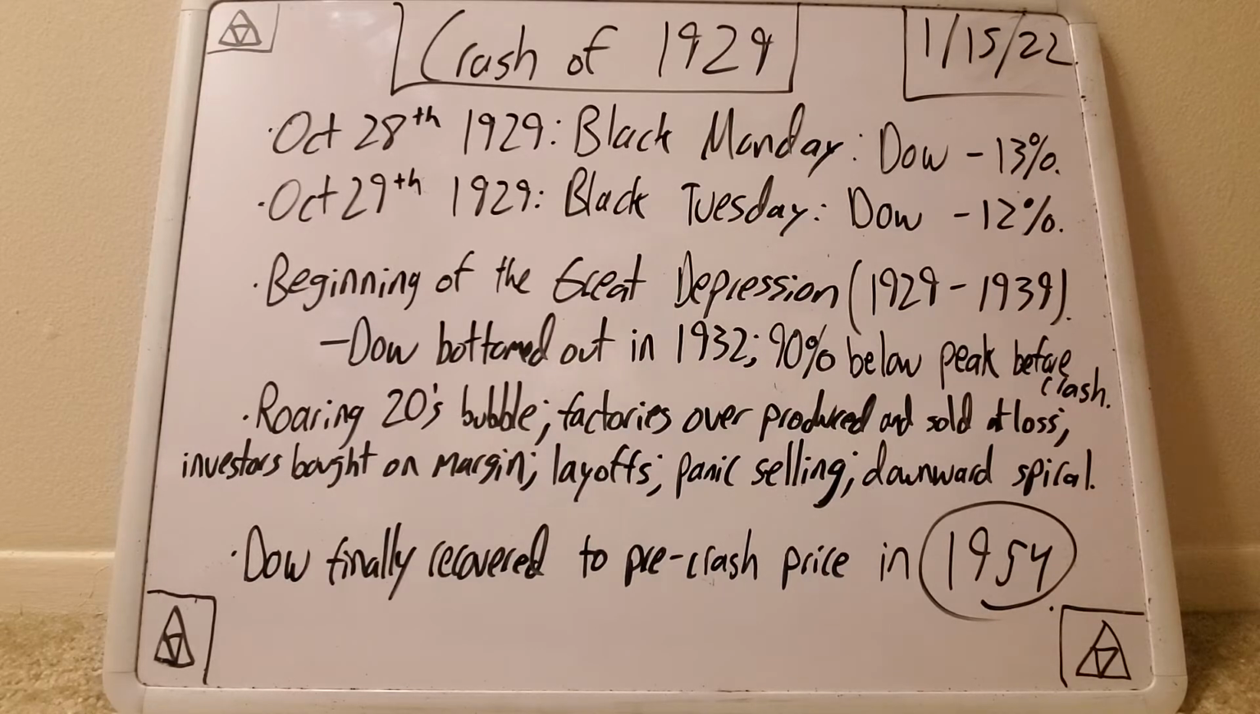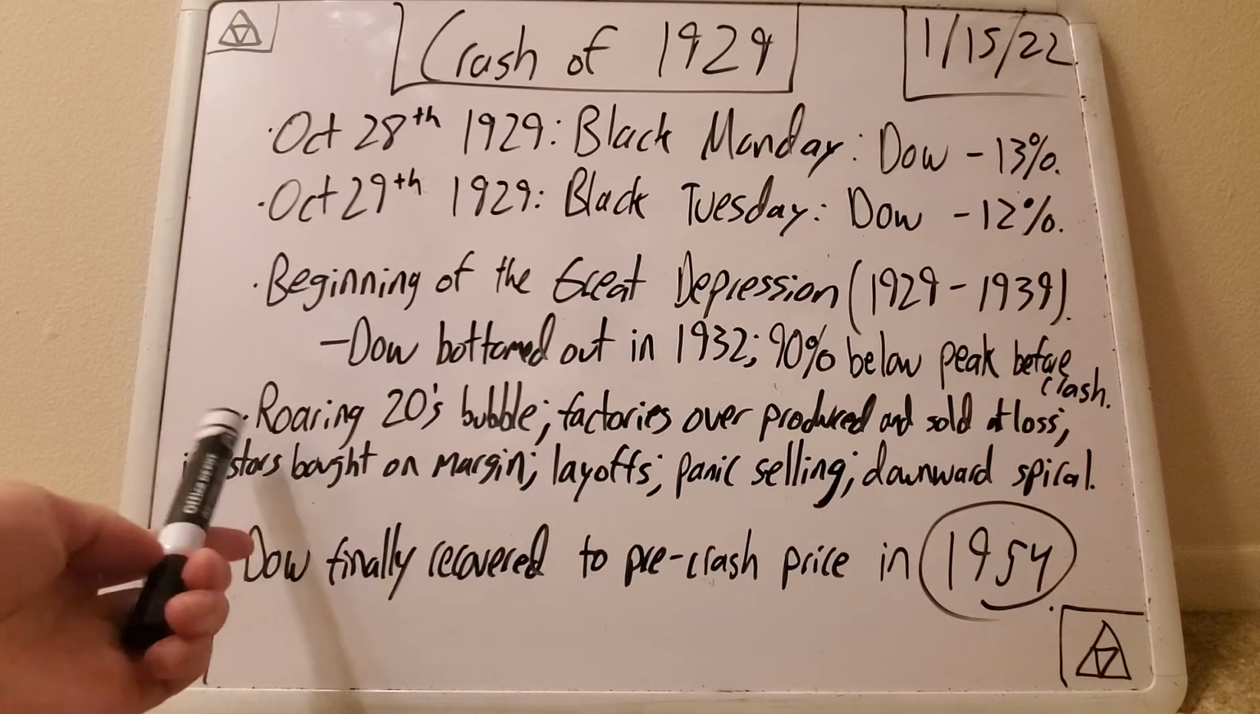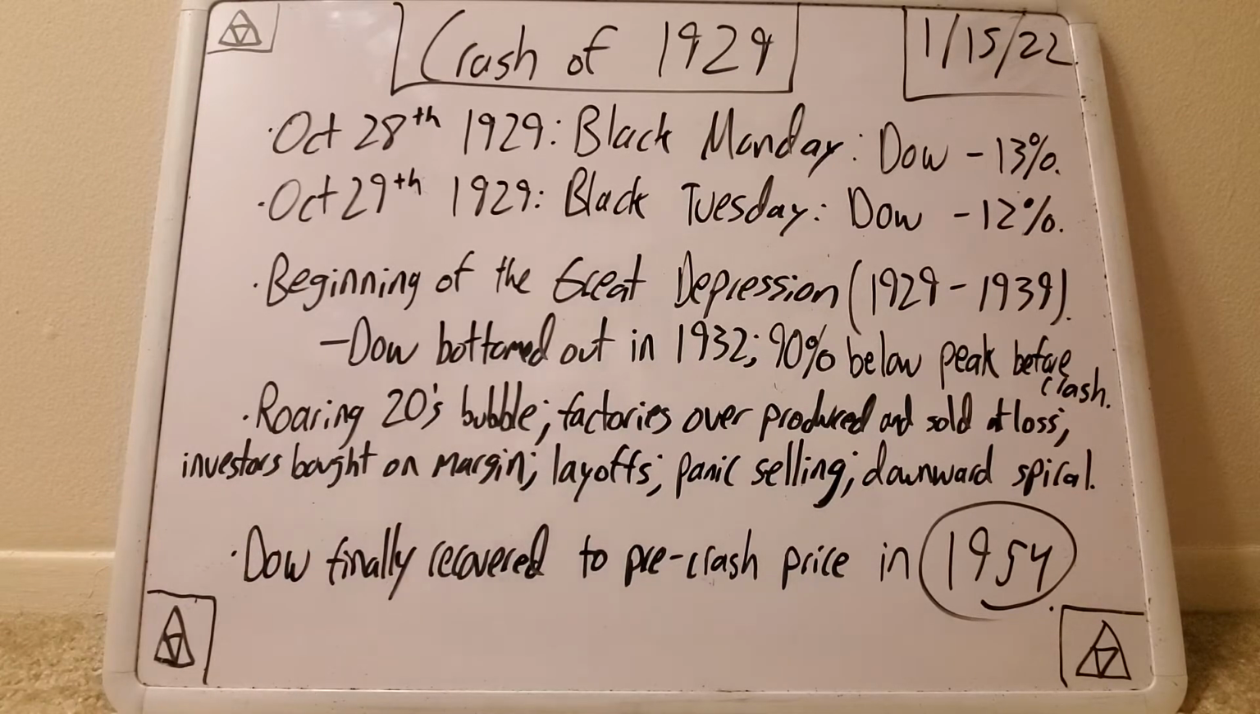Now, kind of getting into what caused the crash of 1929. So during the 1920s, also called the Roaring Twenties, there was a gigantic market bubble. There were relaxed credit terms. A lot of people were taking on debt to then put into the stock market. So leading up to 1929, there was a huge bubble, basically. And factories overproduced and sold their goods and services at a loss.